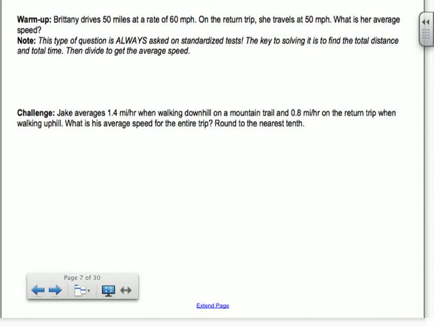Okay, Brittany drives 50 miles at a rate of 60 miles per hour. On the return trip, she travels at 50 miles per hour. What is her average speed?